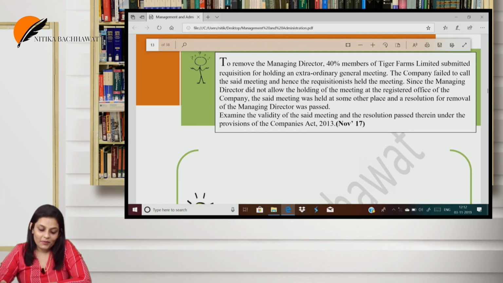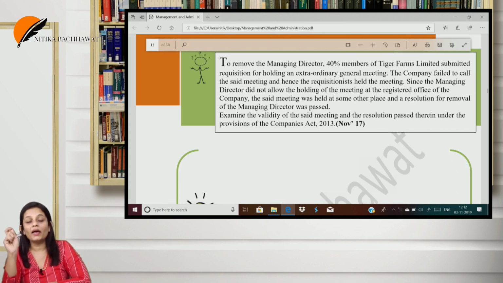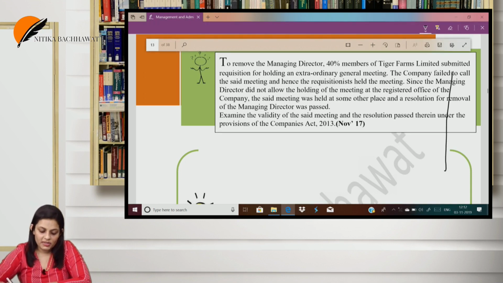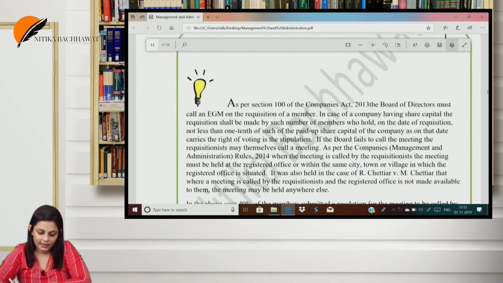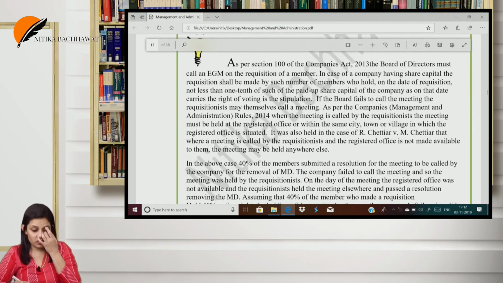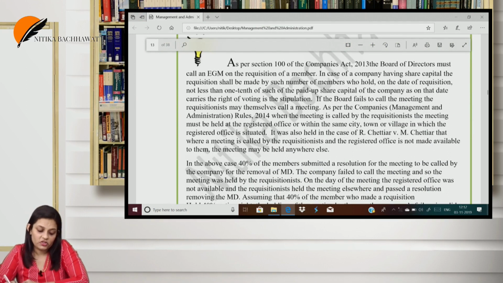Anyway, coming to the question, if we talk about EGM, it can be held anywhere in India, but when an EGM is called by the requisitionists, it must be held at the registered office or any place within the same city, town or village in which the registered office is situated. In this case, because the registered office was not made available, they held the meeting elsewhere. Elsewhere obviously means within the same city, town or village. So, is the meeting valid? Yes. Is the resolution valid? Yes. So, when the meeting is called by the requisitionists, the meeting must be held at the registered office or within the same city, town or village in which the registered office is situated.